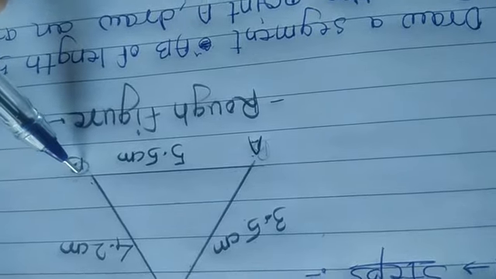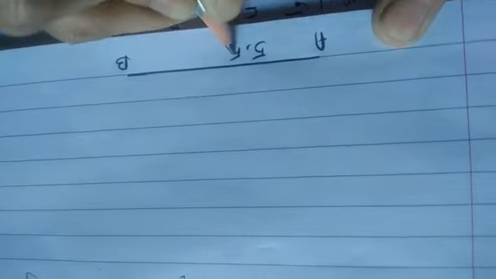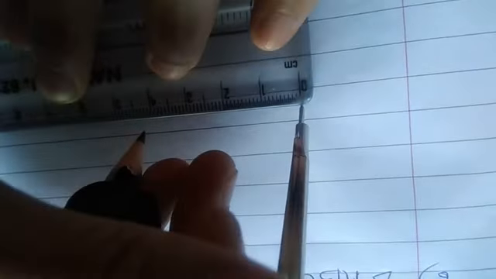So now we will see the final figure. The first step is to draw segment AB of length 5.5 centimeter. In this triangle, AB can be taken as the base. Take 5.5 centimeter distance with the help of a scale: 0 to 5 and then 5 small lines. It is AB of 5.5 centimeter. Now with the help of compass take 3.5 centimeter.